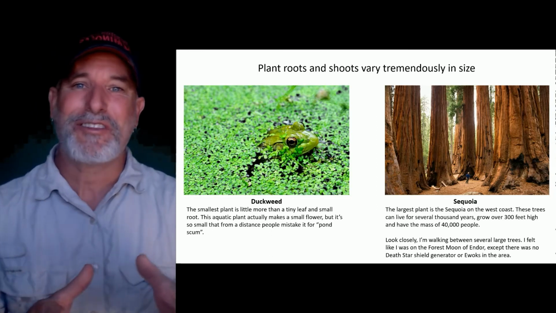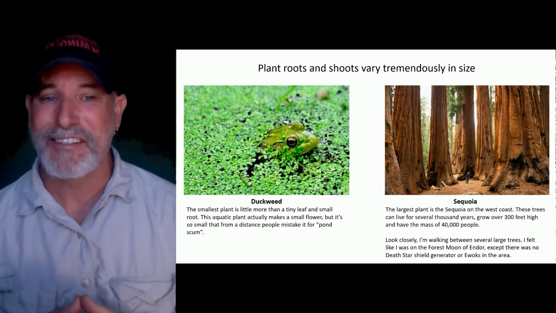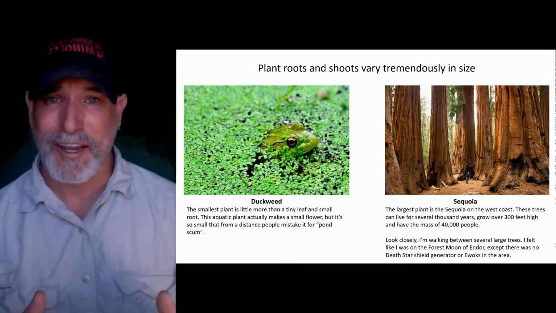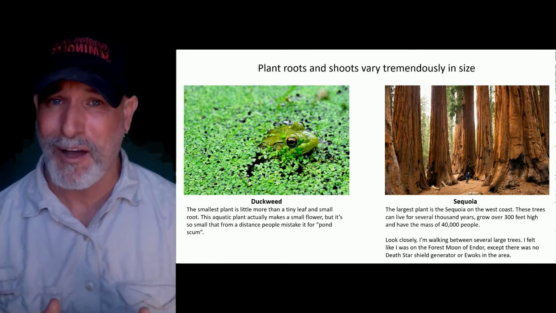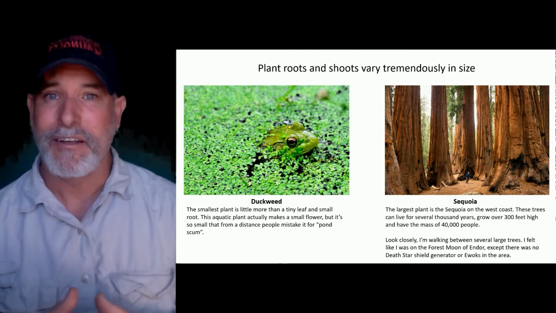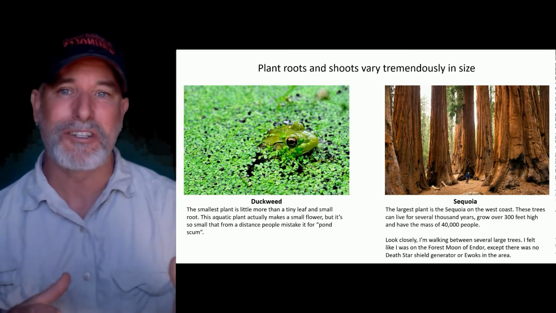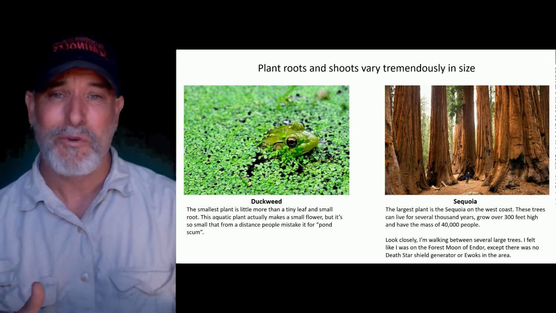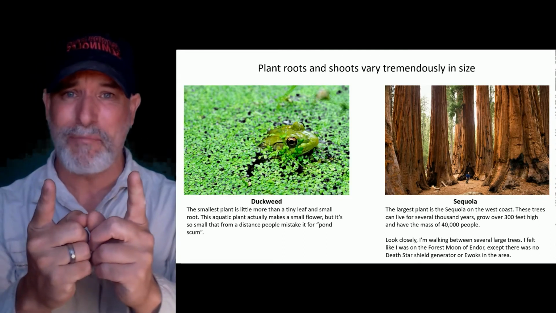But let's just look at the differences in size of plants. That's a little bullfrog in a pond. That green pond scum is not really pond scum at all. It's duckweed, the world's smallest flowering plant. It's tiny. You can see that frog's only about yay big.